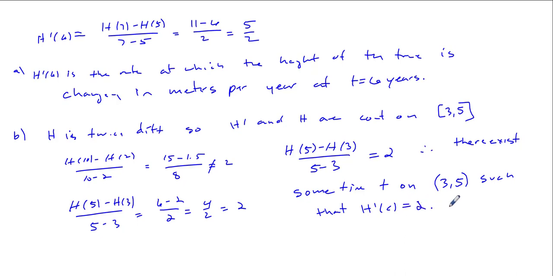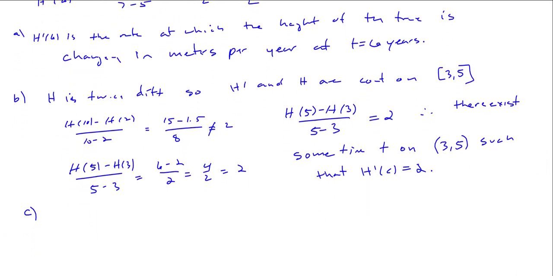Now, how would we find that c value? Well, find the derivative and set it equal to 2. Then you'll find your x value, which is that c value. They asked us to do that. We don't have a function, and that's why we're not doing it. That's quite a bit for 2 points. It is what it is.